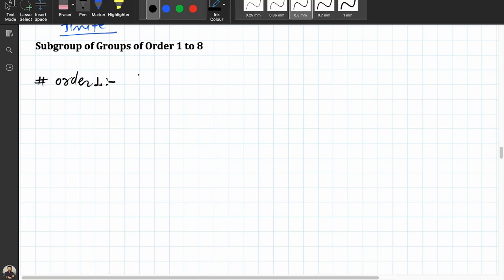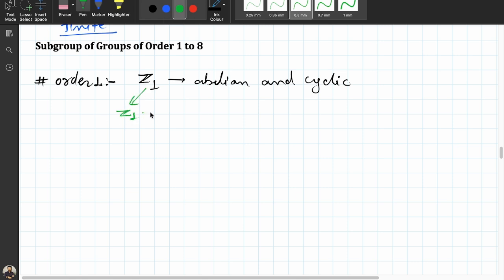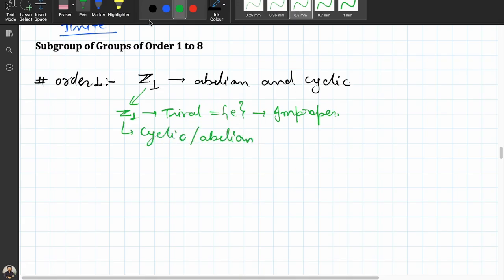Okay, we can consider Z1 always abelian and cyclic. We'll see all the properties. What is the subgroup? Simple. Z1 is trivial, and also we can say identity, or we can also say improper. And it is also cyclic. This is also a cyclic and abelian subgroup.